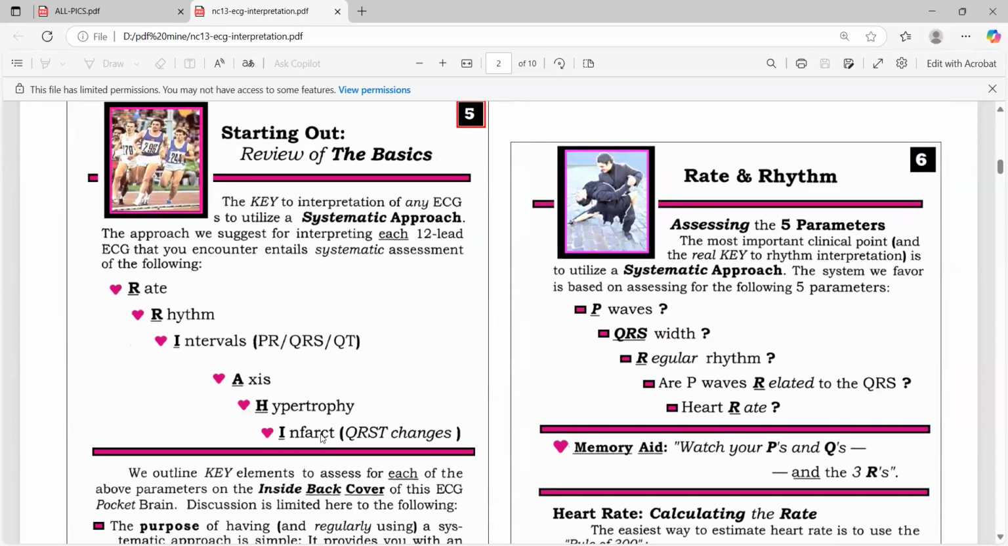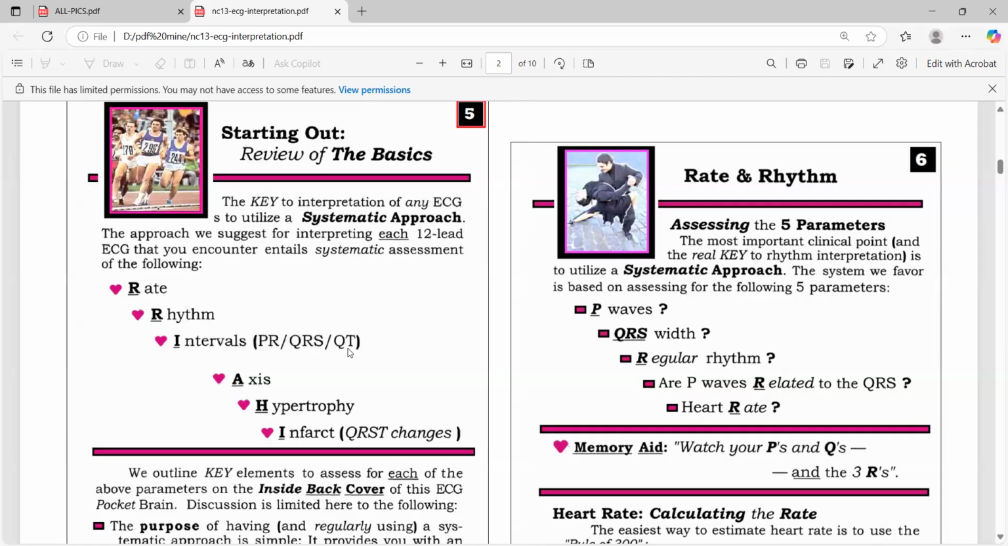axis, hypertrophy, and infarct. For me, if you are able to see the rate, if you are able to figure out if it's a regular rhythm or an irregular rhythm, and how much interval there is, like PR, how many boxes there should be. In QRS, there should be 1.5 boxes. Then in the QT interval, how many boxes there should be. If there are more than that, just remember that 3 boxes or 2 boxes in that one, and from here to here this many boxes are there. If you remember the regular normal ones, you are good to find out that the interval is prolonged.